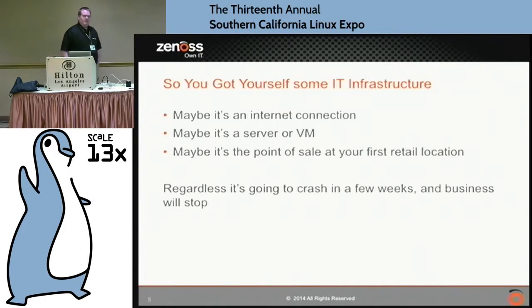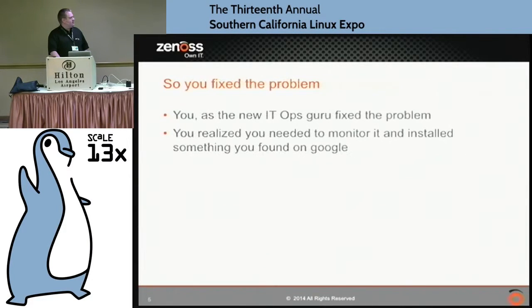So, at some time in your life, everybody's gotten some IT infrastructure. It could be your company's first internet connection. It could be a new server. It could be a new virtual machine. And it broke. And when it broke, your phone rang. And when your phone rang, it was your boss who wanted to know why it broke. And you didn't know because you had no idea it was broken in the first place.